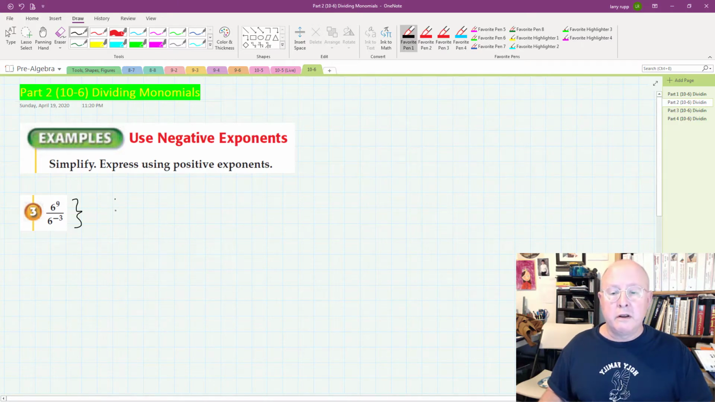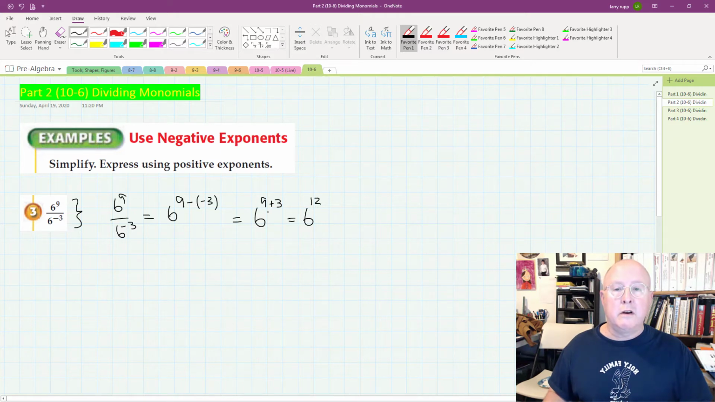Alright, so using 6 to the 9th over 6 to the negative 3, using our quotient of powers, that becomes 6, because 6 is the common base. 6 to the 9 minus negative 3. Okay? Which becomes 6. Well, what happens when you take away a negative? It becomes a positive. 9 plus 3, just like that. And we all know what 9 plus 3 is, right? If you don't, back to second grade with you. Alright. 6 to the 12th. Our giant famous answer.